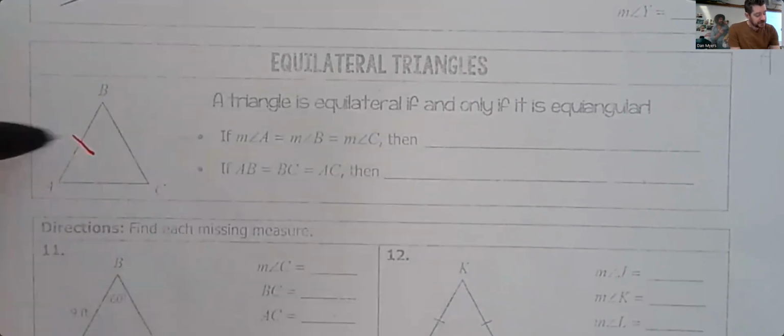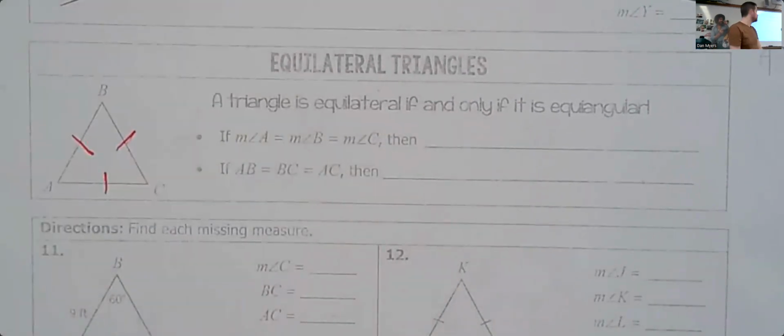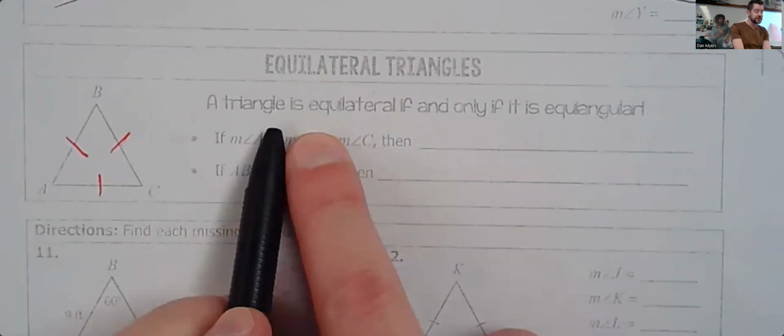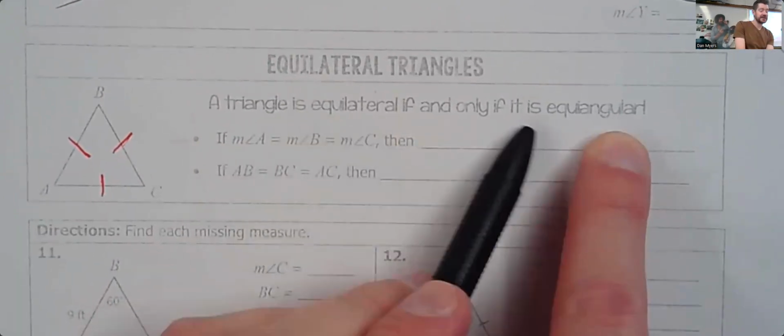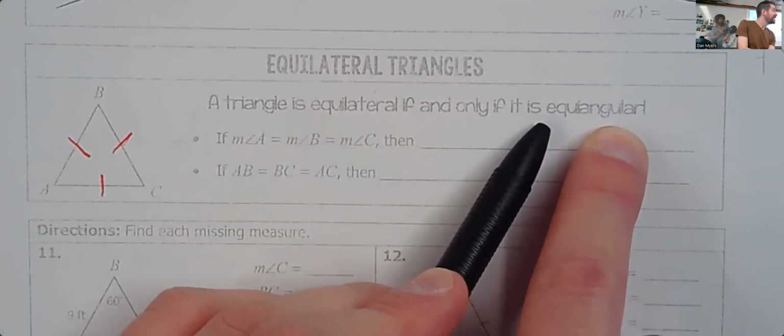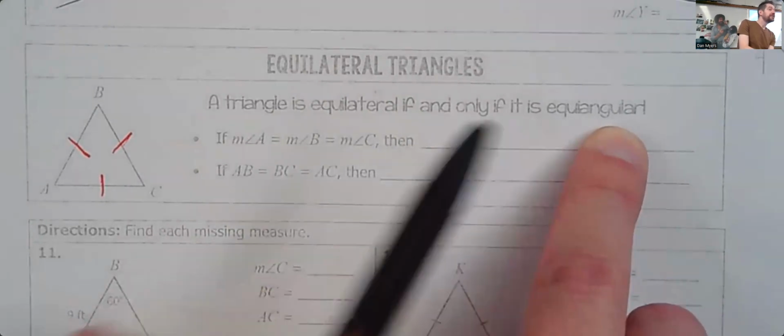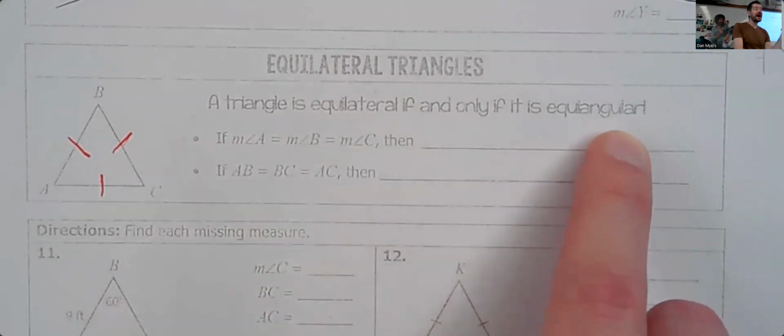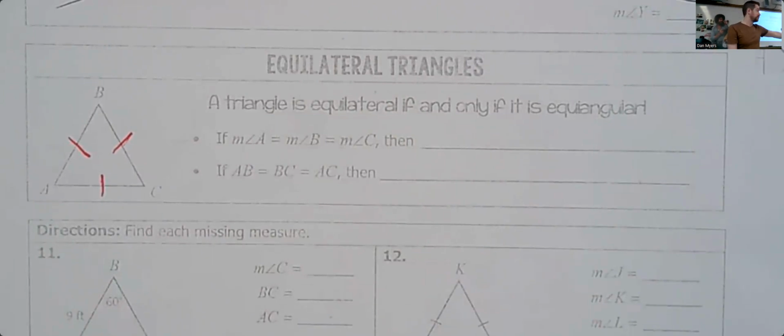So, first of all, a triangle is equilateral, meaning all three sides are the same, if and only if it is, here's what it says. A triangle is equilateral if and only if it is what? Equiangular. So if you have an equilateral triangle, that automatically means that all three angles are the same. If you have a triangle where all three angles are the same, that automatically means that all three sides are the same. The two are interconnected and cannot be taken apart.